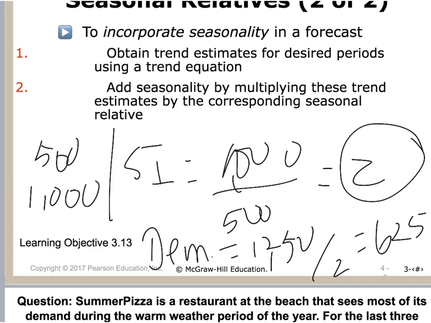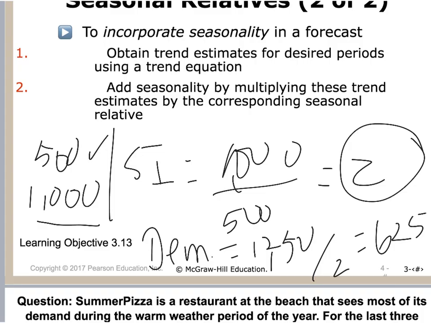Okay? So let's go again. Previously, our demand in the off month was 500 turkeys per month. Then we observed that in Thanksgiving, we sell on average 1,000 turkeys. So our seasonal index for Thanksgiving is 2 because it's 1,000 divided by 500.